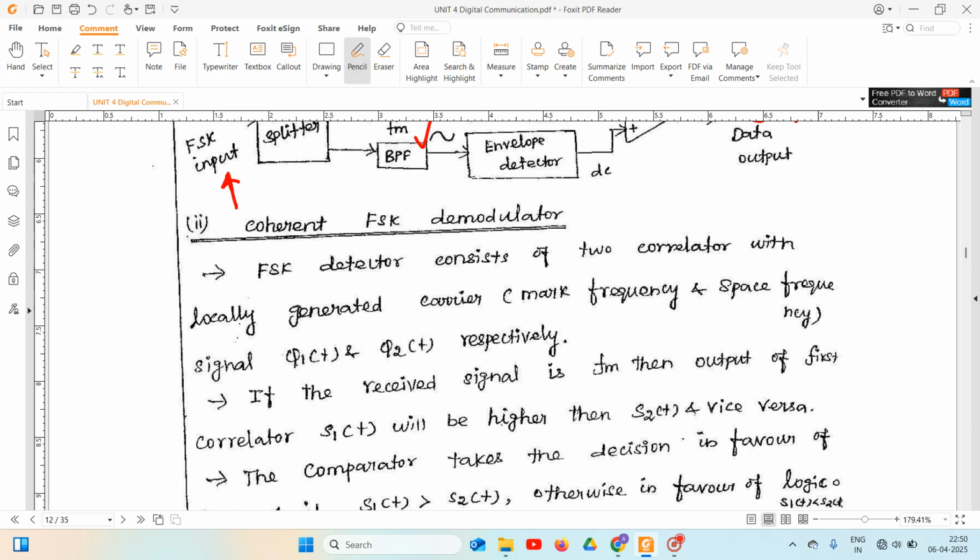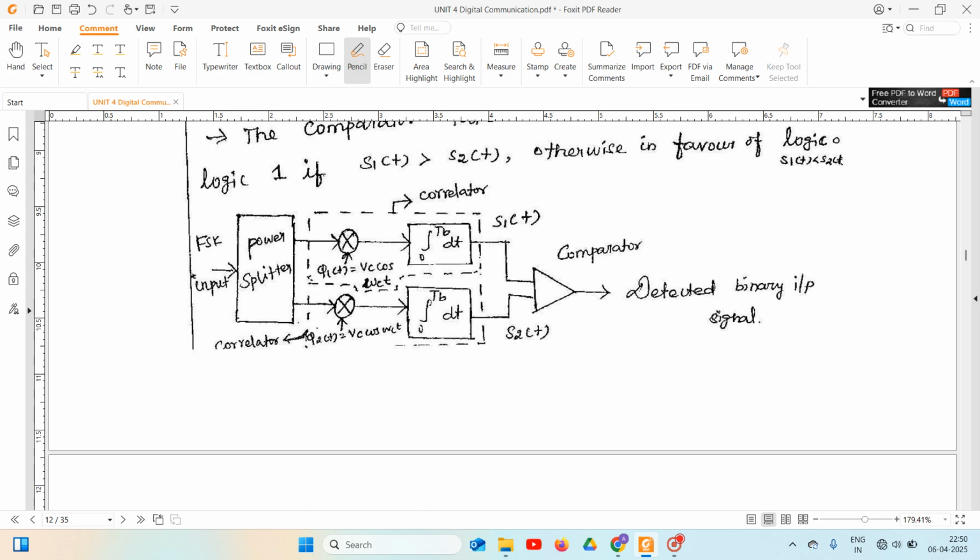Now we will discuss the coherent FSK demodulator using this figure. It is the same as our previous figure, but here the carrier comes into the picture. Here we are using mainly two components, a power splitter and a correlator. Finally, in order to compare the two signals, we are using the comparator. Similar to the non-coherent detector, the power splitter splits the power of the FSK modulated signal and gives it to the correlator.